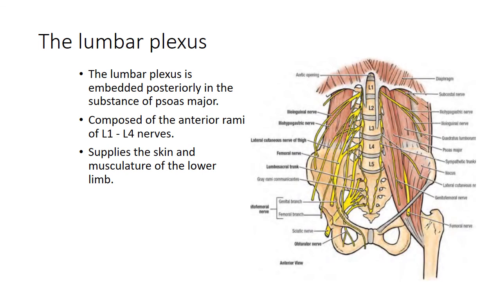The lumbar plexus is made up of the anterior rami of the first to fourth lumbar nerves. Actually, the main contribution is from the first, second and third lumbar nerves. There is a small contribution from the 12th thoracic nerve, and a superior branch of the fourth lumbar nerve also contributes to the lumbar plexus.